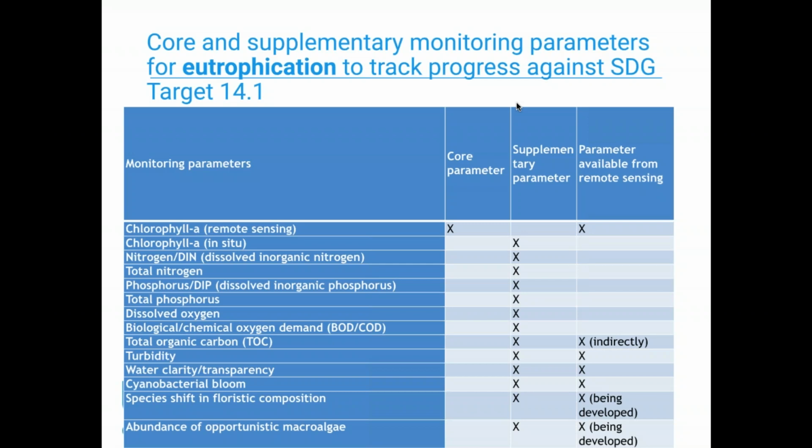But obviously, there is a number of additional supplementary parameters that could be considered by single countries to report on indicator 14.1.1, which includes nitrogen, phosphorus, dissolved oxygen, biological, chemical oxygen demand, turbidity, water clarity, transparency, and other parameters that are very much related to the quality of water, of seawater in this case.